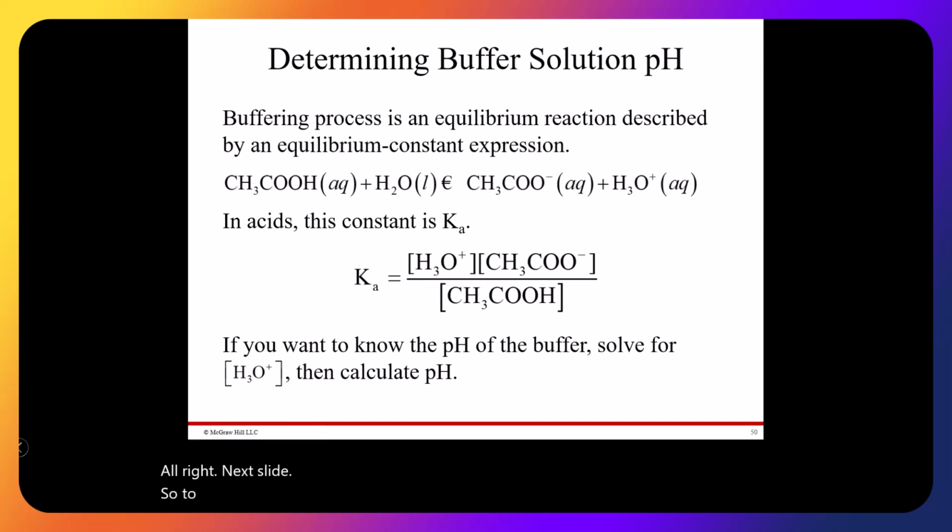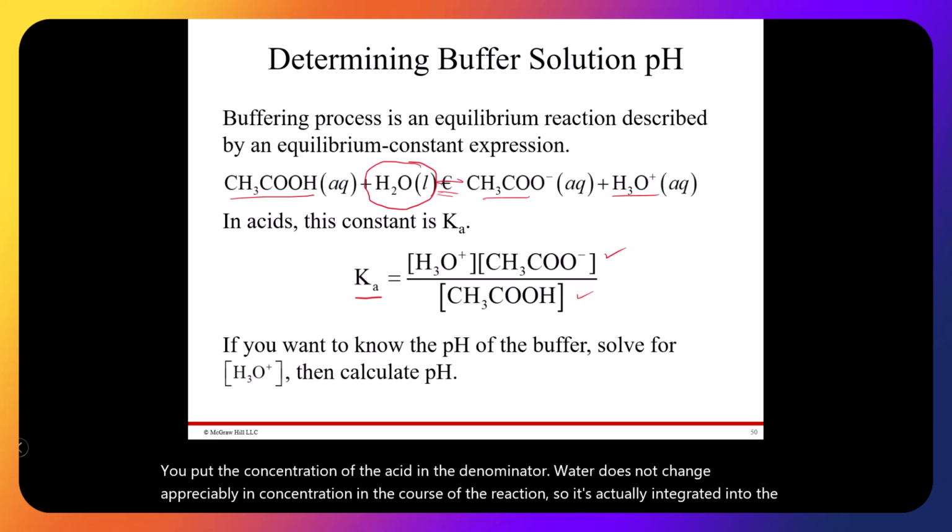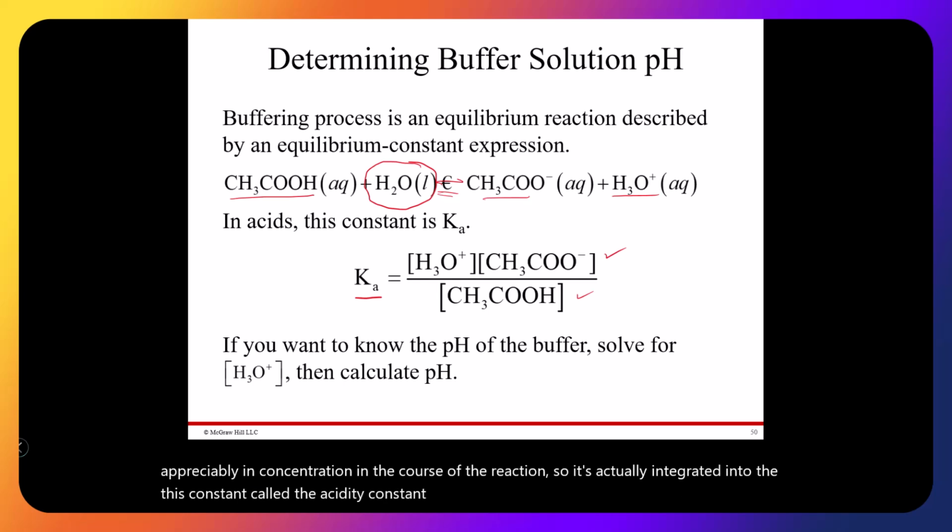So to determine the buffering capacity of the solution, what you have to do is you take your balanced chemical equation, you put the concentrations of the products in the numerator, and you put the concentration of the acid in the denominator. Water does not change appreciably in concentration during the course of the reaction, so it's integrated into the constant called the acidity constant, Ka. And so we don't see water over here on the right hand side because it's a constant and it's part of this K here.